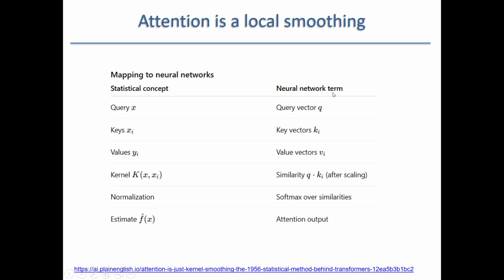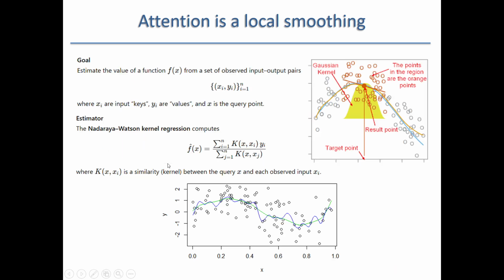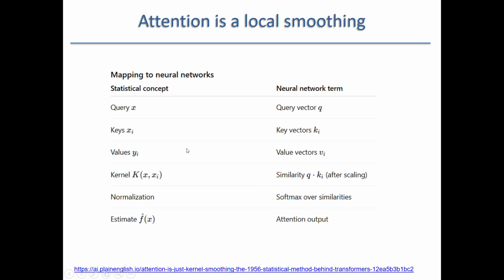Okay, so this is the comparison between the two problems. In local smoothing, we have a query. In the neural network, we also have a query vector. We have some keys that are the locations on the x of the points that we have observed, and now we also have some key vectors, k. We have some values that are the ones that we have observed.